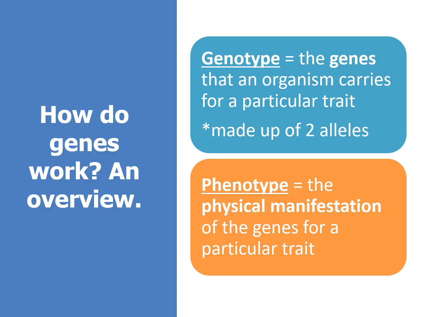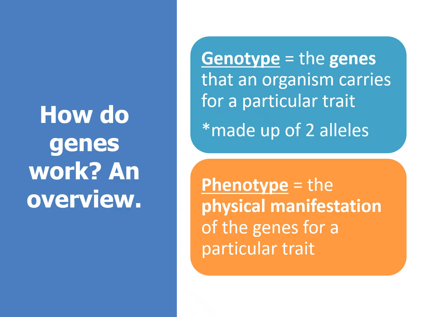Okay, a few more definitions, and I would highly recommend that you memorize these two terms because they will come up frequently in the next couple chapters as well as in lab. Genotype is going to be the genes that an organism carries for a particular trait. A genotype is made up of two alleles. You're going to have two sets of essentially every allele or every gene.